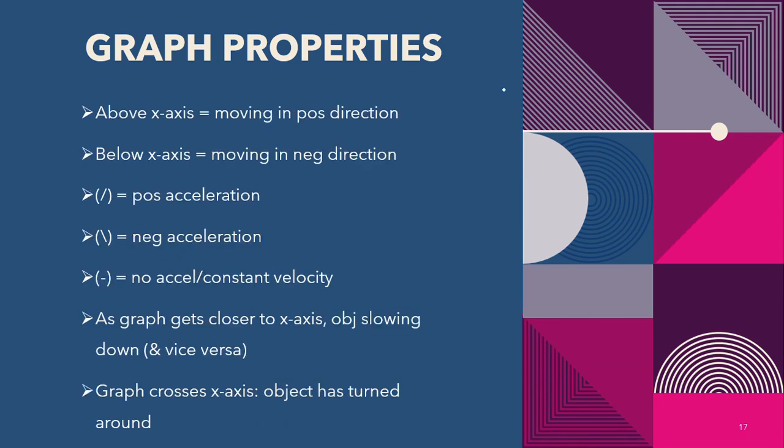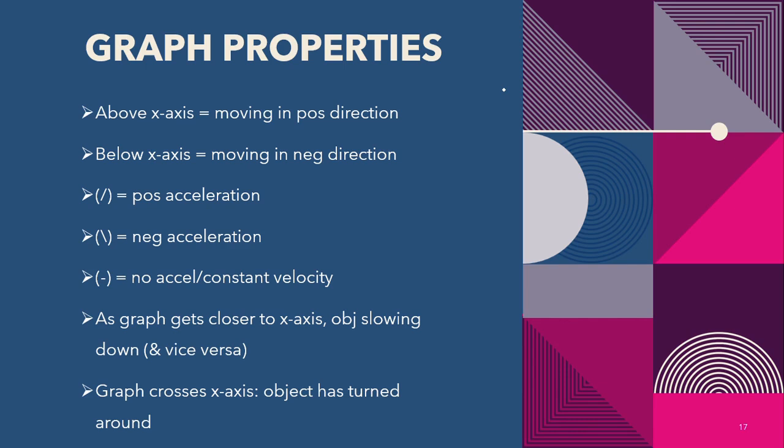And now let's go over some really quick tips for velocity time graphs. So first off, if your graph is above the x-axis, then your object is moving in the positive direction because it has positive velocity. And then vice versa. If it's below the x-axis, your object's moving in the negative direction.